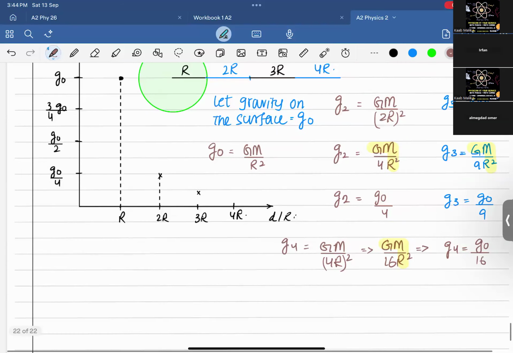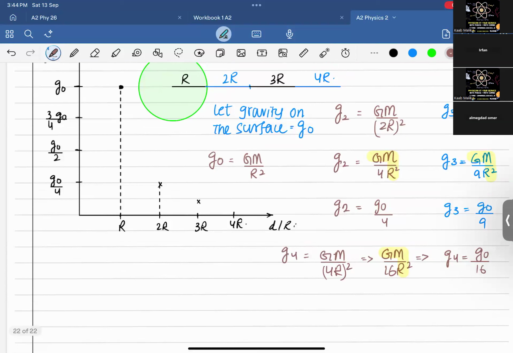So these are some of the values of the gravity. g naught over 16 is basically 0.0625, so it should be like right here, lower than the halfway. And let me just make the separation so that it'll be easy to understand.